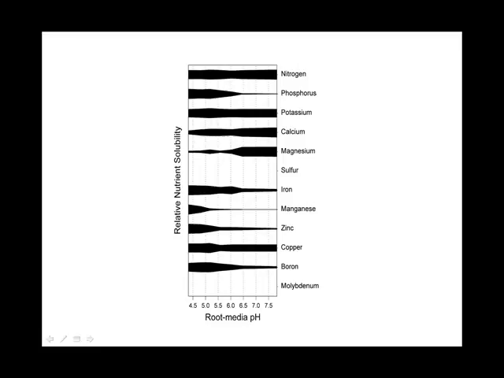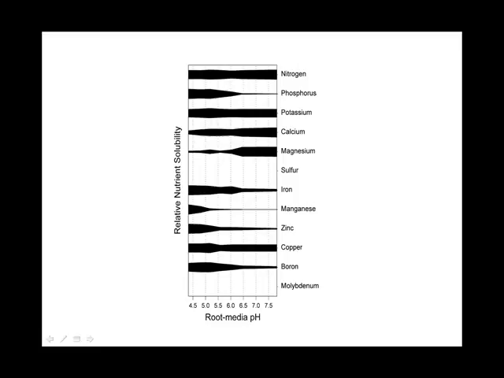In this graph we have an increasing range of media pH from 4.5 on the left up to 7.5 on the right. And this was an experiment that was run back in the early 80s using a media with peat and bark ash. The thickness of the bars represents how much of the soluble nutrient was measured in the experiment at each pH level.